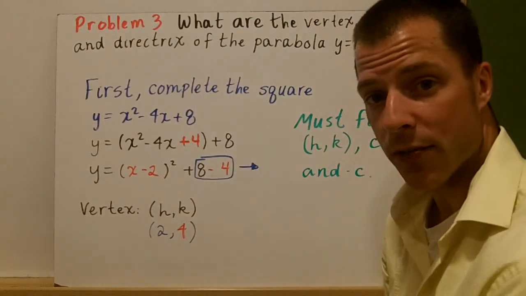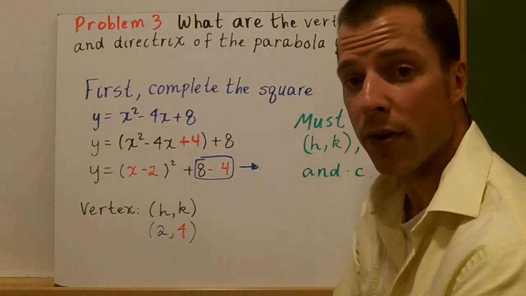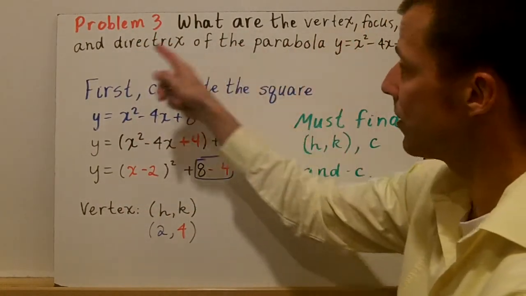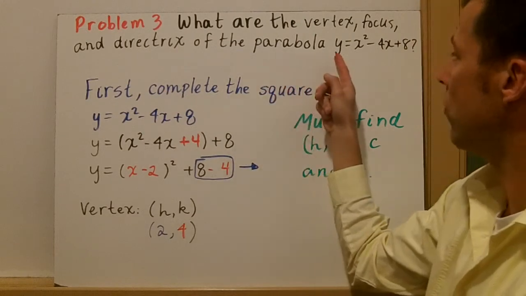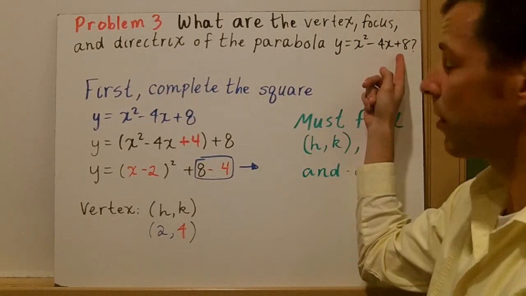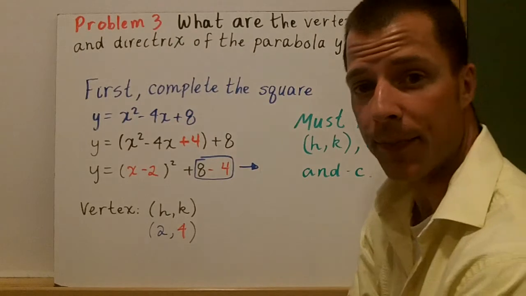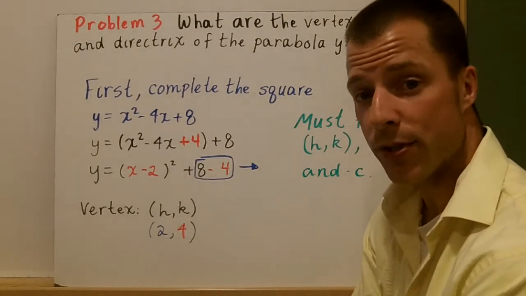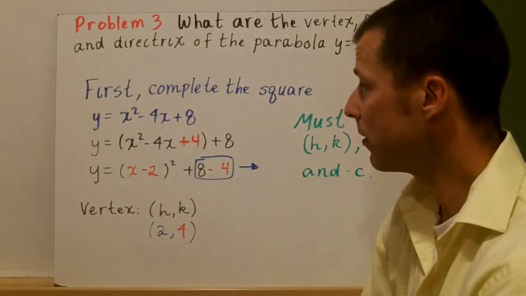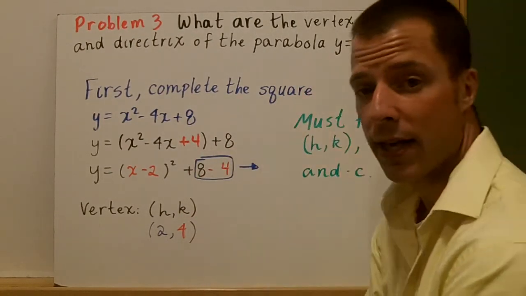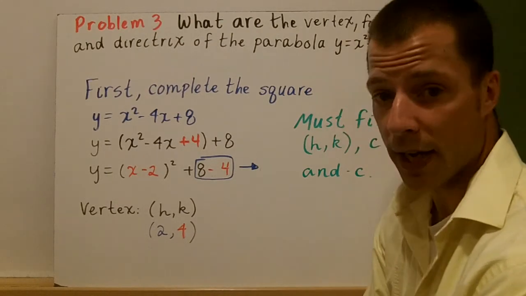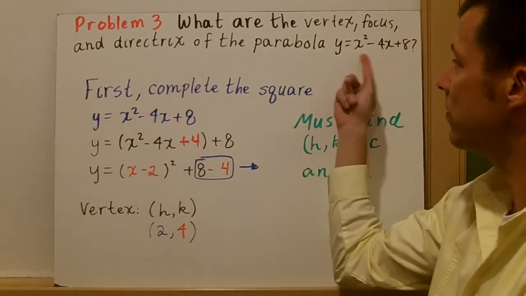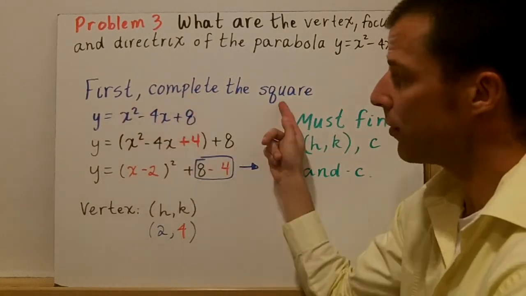In our last couple slides, we just wanted to show you an example of what happens when you have a vertex that's not the center. In problem number 3, what are the vertex, focus, and directrix of the parabola y equals x squared minus 4x plus 8, a standard form parabola? So, in order to do that, you need to know h and k, you need to know c, and that's what we've got to be looking for. But if we graph this, you can see that we don't know what the vertex is. And so we're going to change this into vertex form, and to do that, we're going to complete the square.